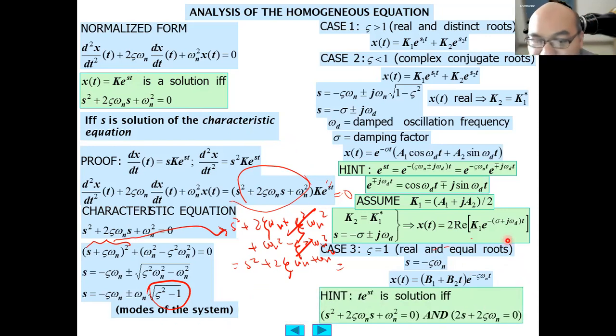So t exponent s t is a solution if and only if s squared plus 2 zeta omega n s plus omega n squared equals 0. This is the characteristic equation. It means both terms have to be true in order that t exponent s t is the solution: 2s plus 2 zeta omega n equals 0.